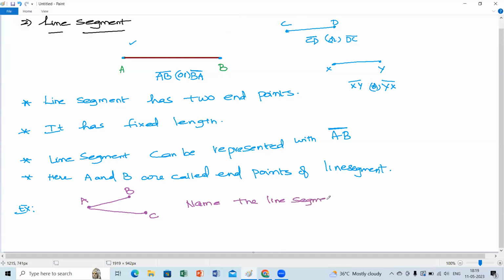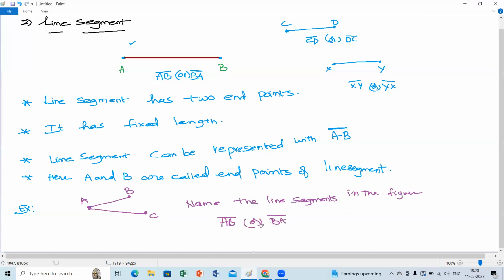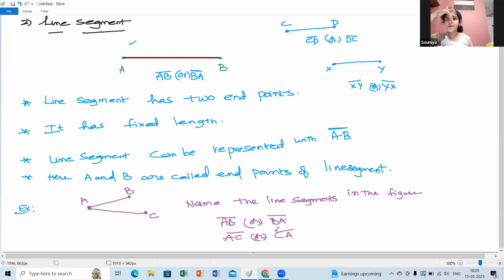Yes, Advika. Ma'am, the line segments A, B, and C. No, you have to tell what the different line segments are. AB is one line segment. Very good. BA is the same line segment. Another line segment is AC, or CA. Very good. AC bar or CA bar. The bar is also more important, children. This bar only represents that it is a line segment.